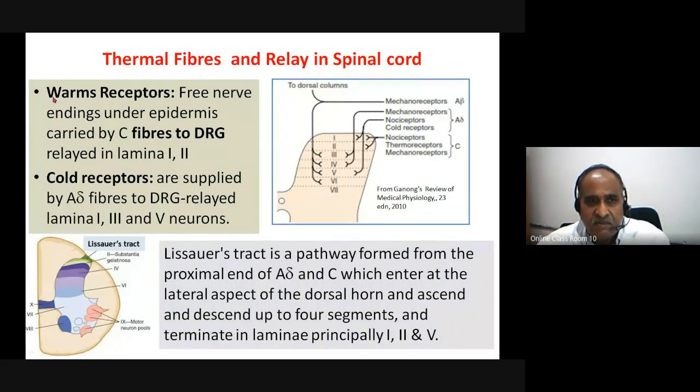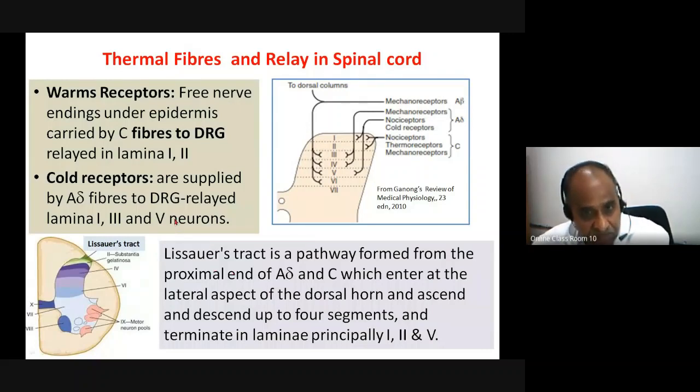I have already mentioned the warm receptors: free nerve endings under the epidermis carried by C fibers, 1 and 2. The cold receptors are carried by the A delta fibers to the DRG, relayed in laminae 1, 3, and 5 neurons. I have not mentioned lamina 3 before, but it is 1, 3, and 5. So that is about the distribution. I have just added one more point about Lissauer's tract.